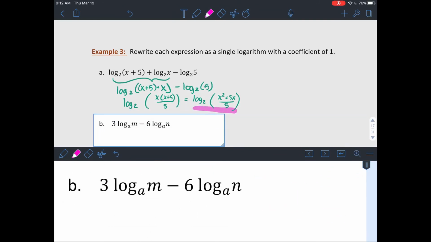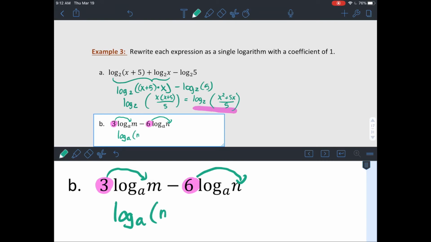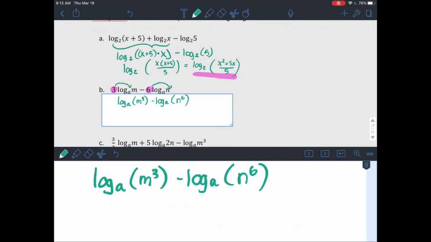If you have some coefficients out in front of your logarithms, those can be brought back inside as exponents, so I would start there. This would be log base a of m to the 3rd minus log base a of n to the 6th. Since they're being subtracted, you would want to condense that back into log base a of m to the 3rd divided by n to the 6th.